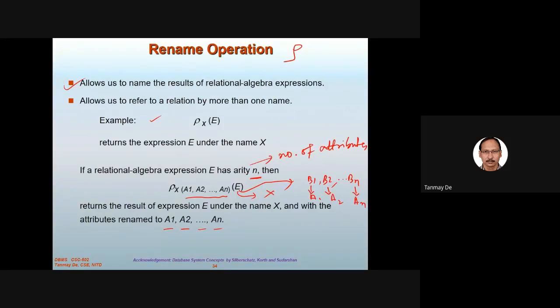And if you have not written any attribute inside the bracket, just like this one, then the same attribute name of E is considered as the attribute name of X. Is it clear or any confusion?